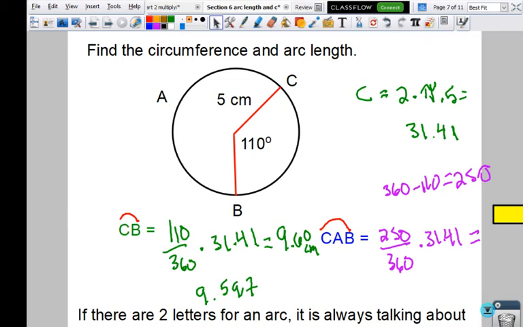21.81. I'm just curious. So I was with you guys at 9.60 centimeters. Then how'd you get 250 here? Okay, so we used 110 because that's the degrees right here, right? Do you know what these degrees are? No. So we can find it by doing, there are 360 degrees in a circle, right? So if this is 110, 360 minus 110 is going to equal this.